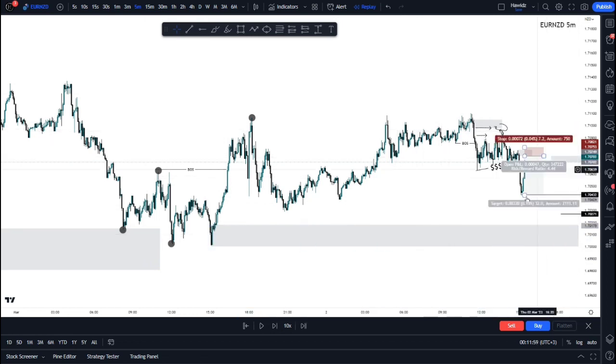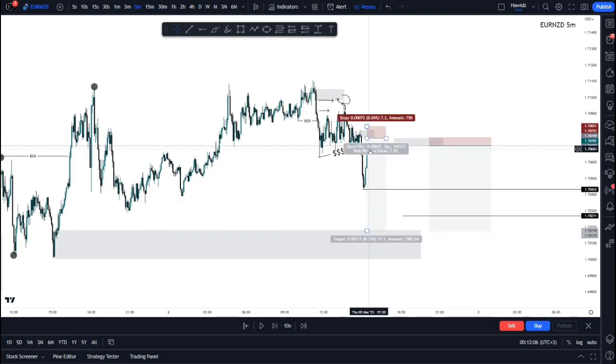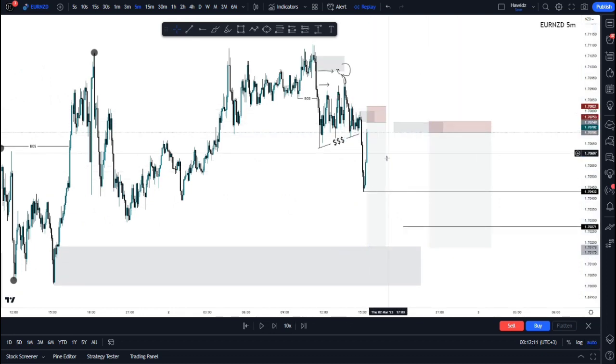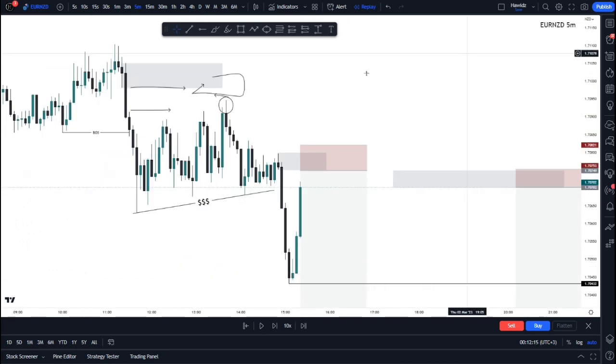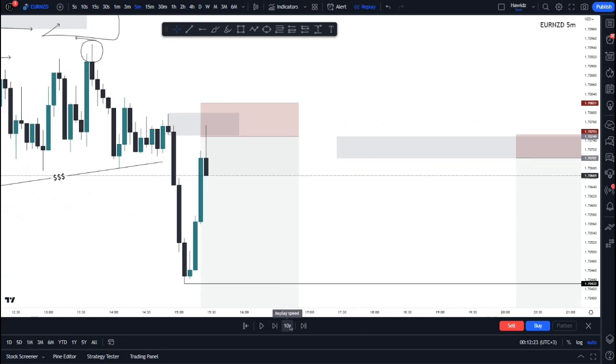Boom. So this is where my overall take profit targets were placed, right, to make it a 1 to 7 RR trade with a 7.2 pip stop loss and a 57 pip take profit target. So there it goes. Let's reduce the speed a little bit to 3, right?